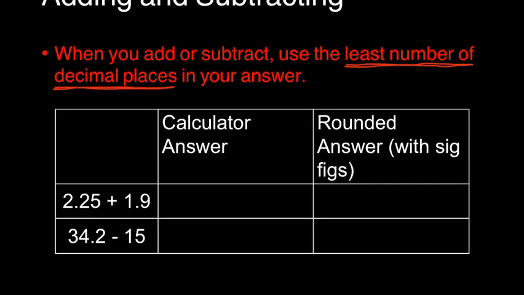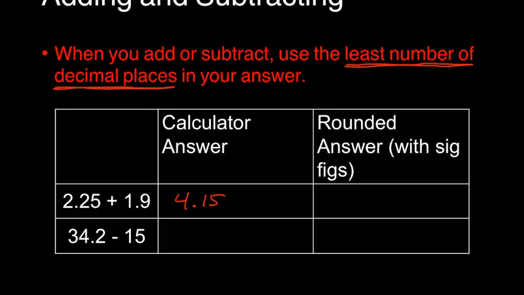For our first example, we have 2.25 plus 1.9. So we take our 2.25, we add it to our 1.9, and we do this just like normal. We don't change these numbers as we plug them into our calculator. We plug these into our calculator, and we end up getting 4.15.